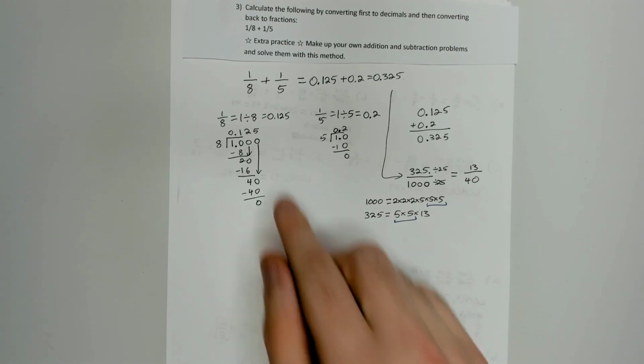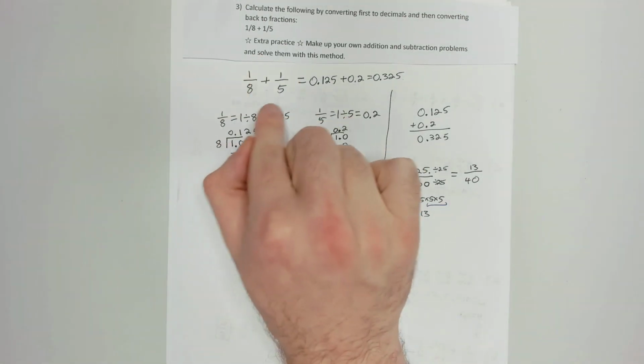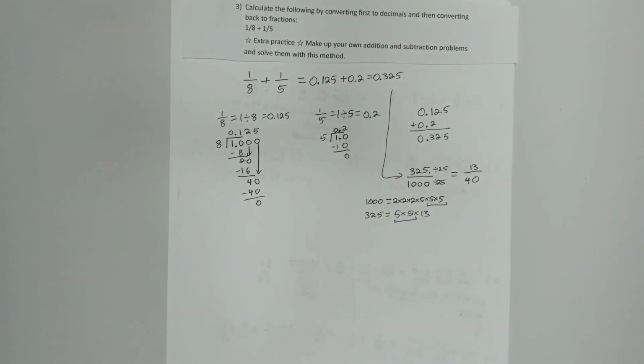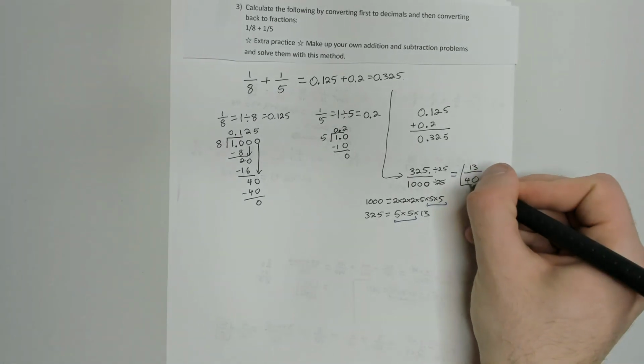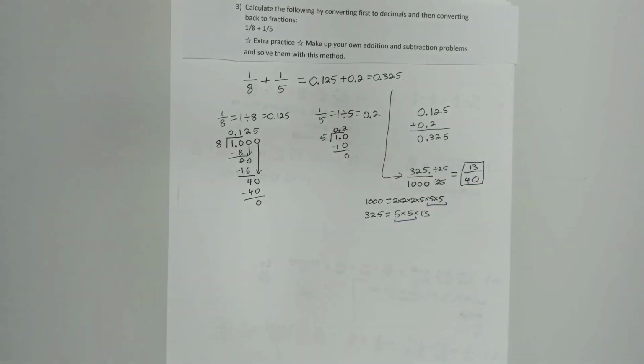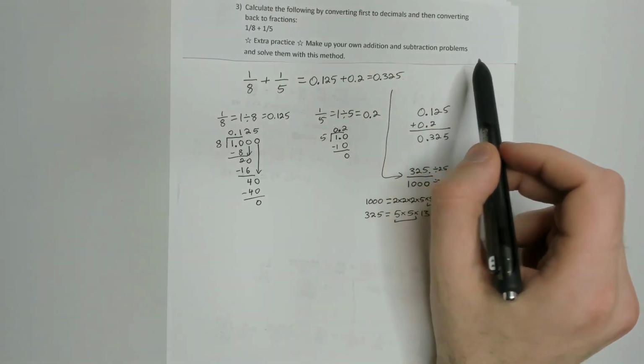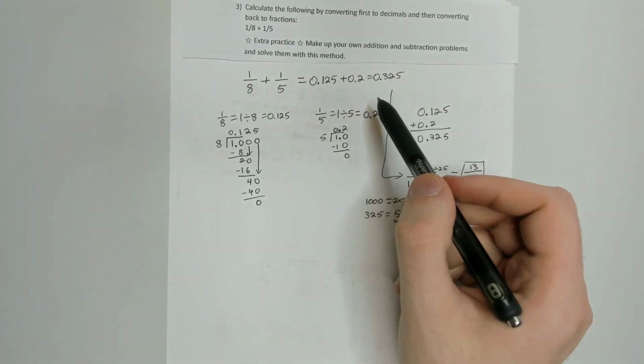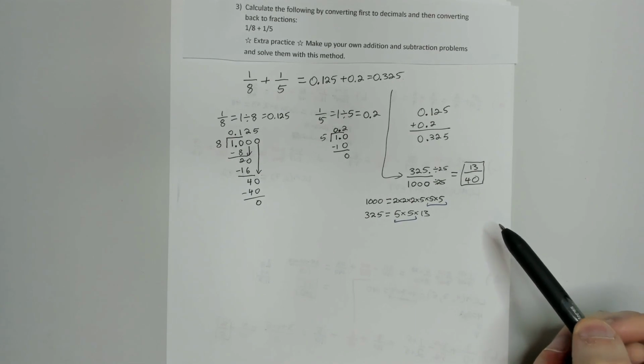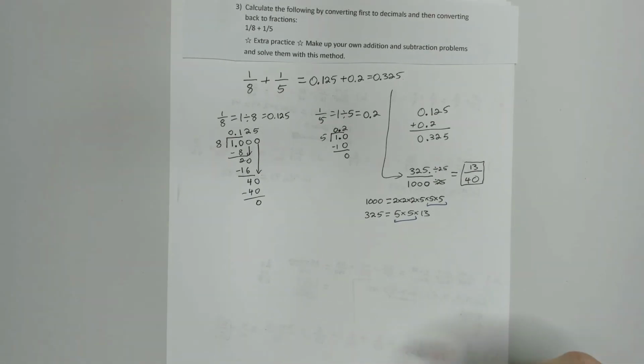And if you want, you can also try and add these up with a common denominator, and you're going to see you get the same thing. Of course, it would have been with a lot less work. However, once again, the point was to just show that we can do this in multiple ways, and it's consistent. So for extra practice, if you want, make up your own addition and subtraction problems, and then use this method of converting to decimals, adding them, and then converting it back, and get some practice that way. All right, so let's move on to question 4.